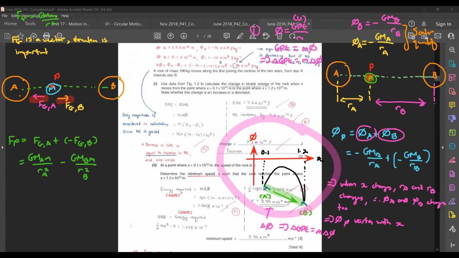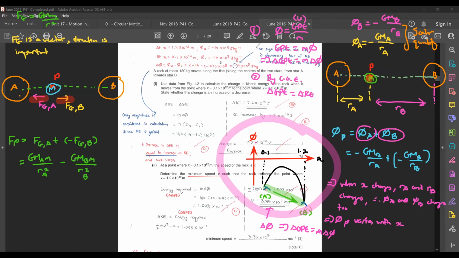Now, by conservation of energy, change in GPE is actually the change in your kinetic energy, because conservation of energy will tell you that if you are gaining energy in one form, you will lose energy in another form, or if you lose energy in one form, you will gain energy in another different form.